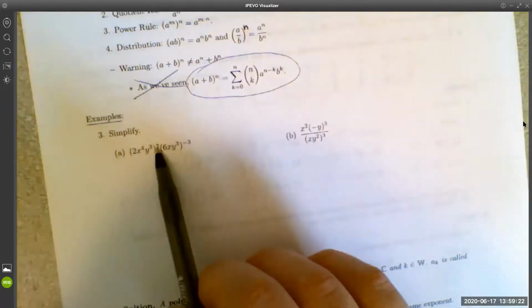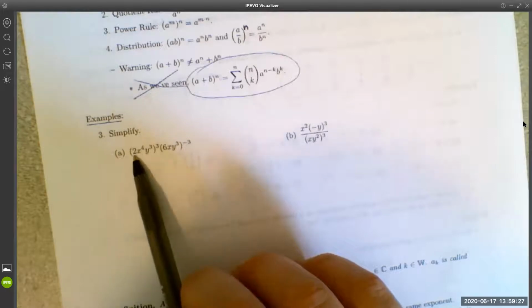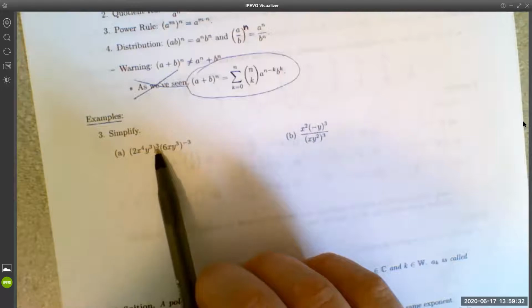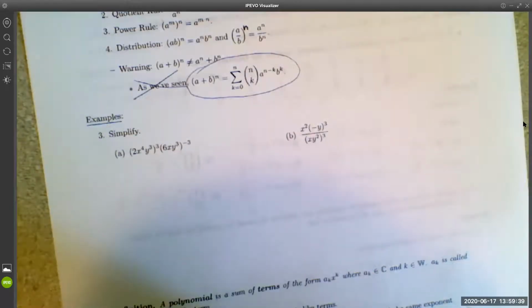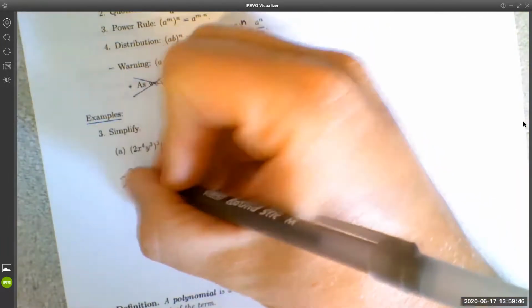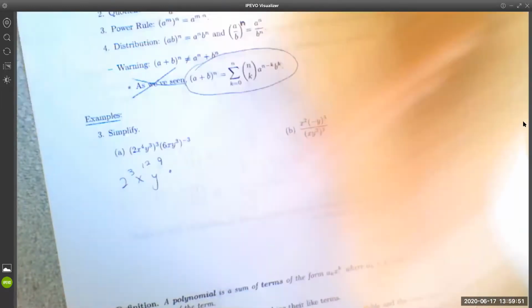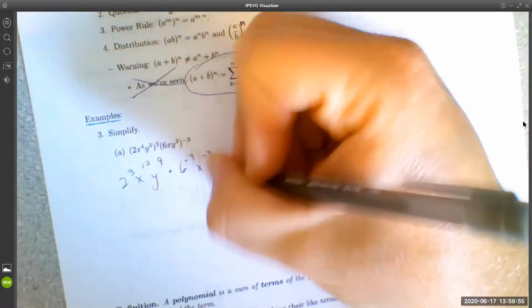When you're distributing exponents, make sure to distribute them to each factor, okay? So, in particular, something that students often fail to do is that this exponent of 3 needs to be put onto the 2 as well as the x to the 4th and the x cubed, right? So this first one would look like this. After distributing the exponent of 3, we would get 2 cubed, x to the 12th, y to the 9th, times 6 to the negative 3, x to the negative 3, y to the negative 9.